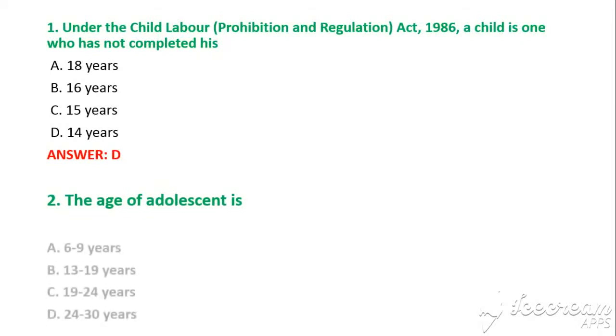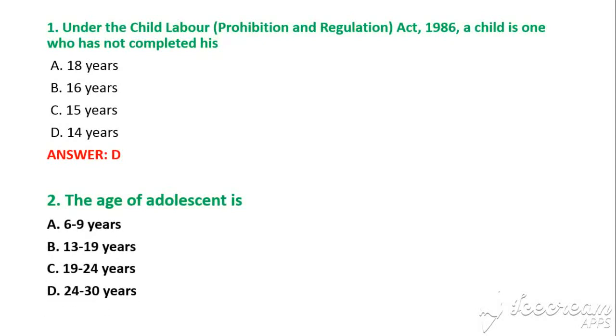The next question is, the age of adolescent is what? What is the age? The options are the age between 6 to 9, or 13 to 19, or 19 to 24, or 24 to 30. Usually we call the age for adolescent 13 to 19 years, teenage. B is the right answer.